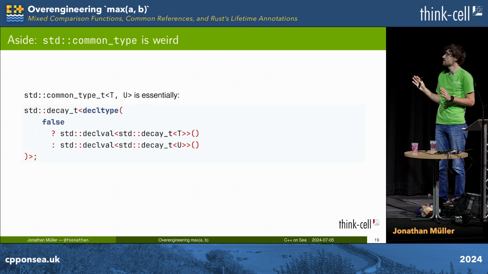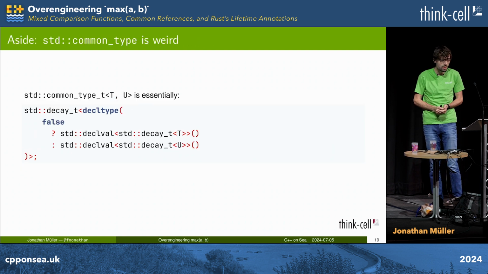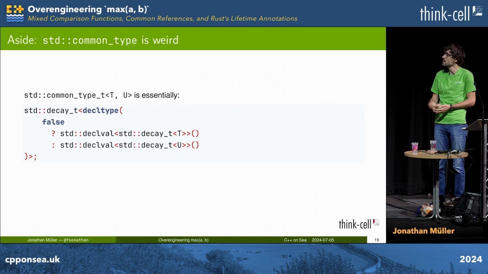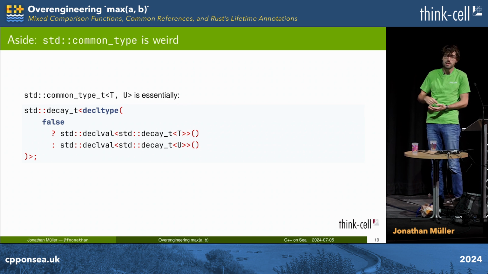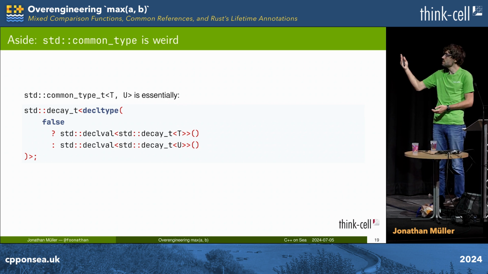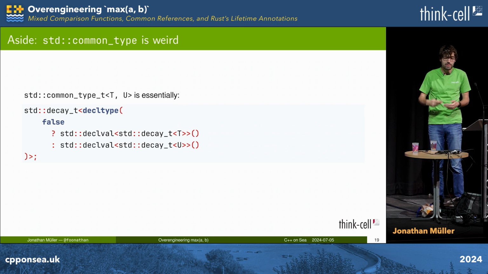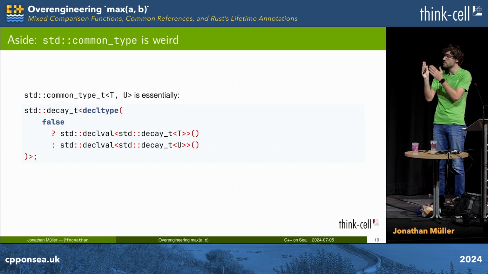Essentially, the common type of T and U is the decltype of the ternary operator after decaying both arguments, and then we decay the result. So this means that the result of common_type is never const qualified, it's never a reference, it's always a decayed type.